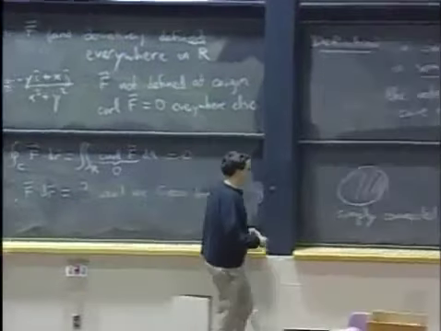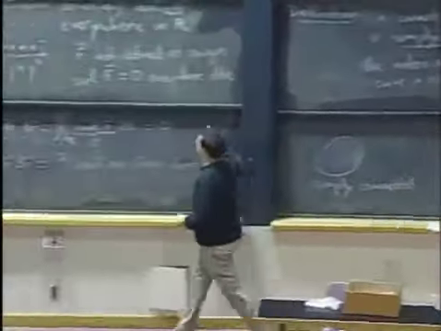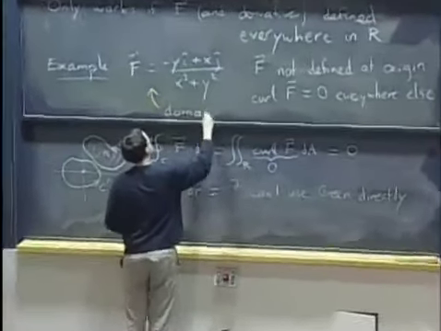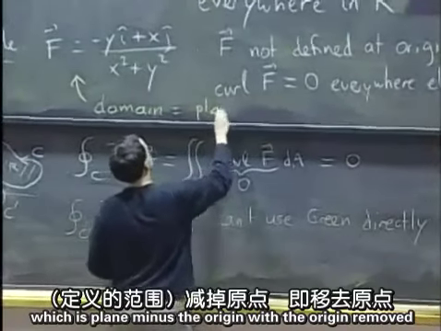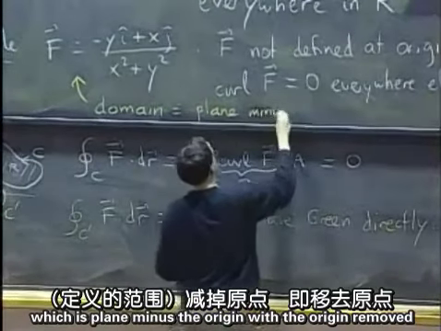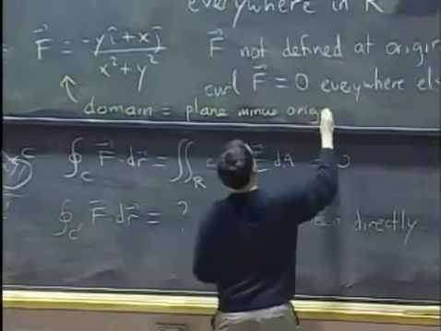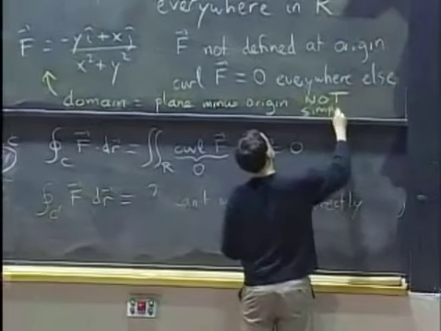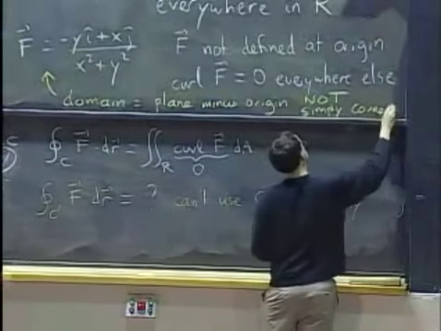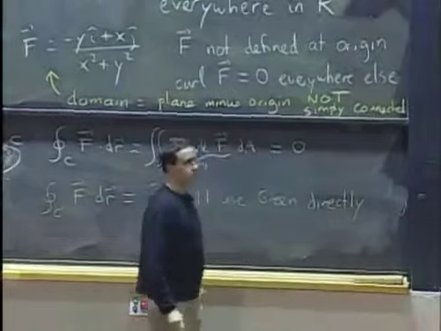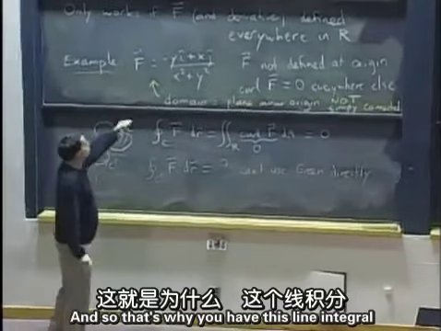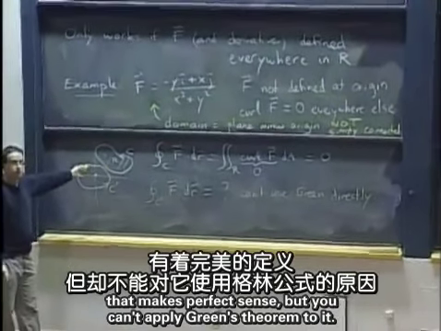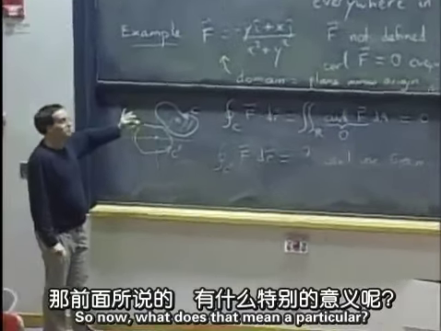So for this guy, the domain of definition, which is the plane minus the origin, with the origin removed, is not simply connected. And so that's why you have this line integral that makes perfect sense, but you can't apply Green's theorem to it. So now, what does that mean in particular?